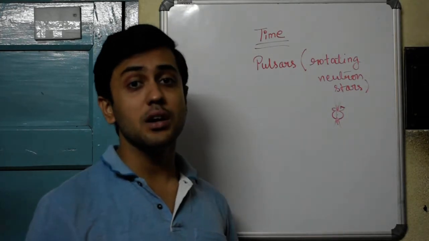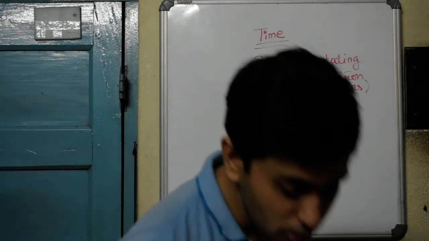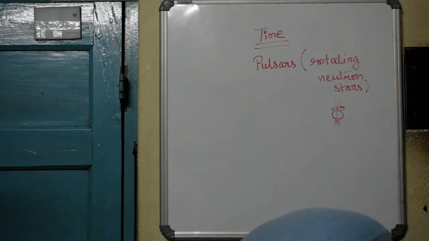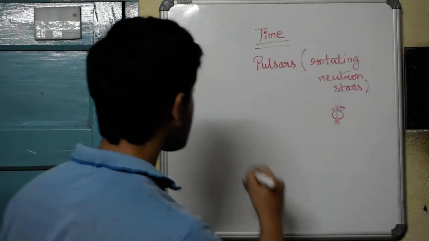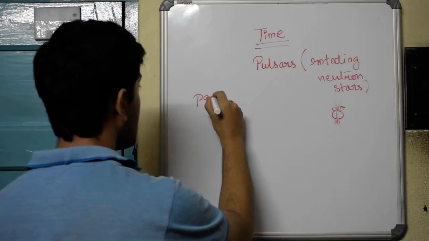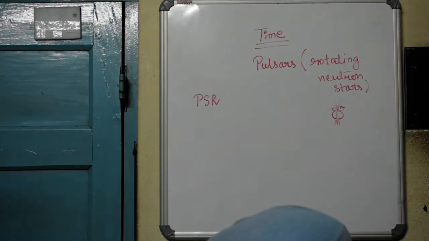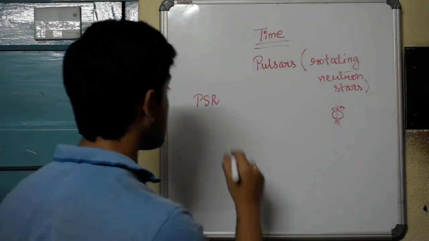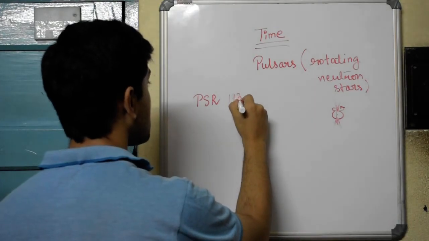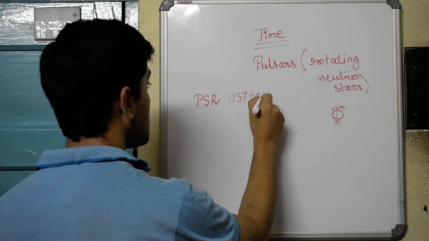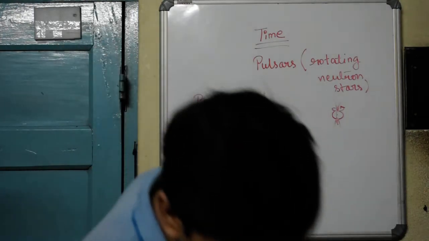But these neutron stars are excellent timekeepers. I give you an example. This is of the pulsar PSR. You can look it up on the net. It's PSR 1937+21. This is the code of the pulsar and the time.